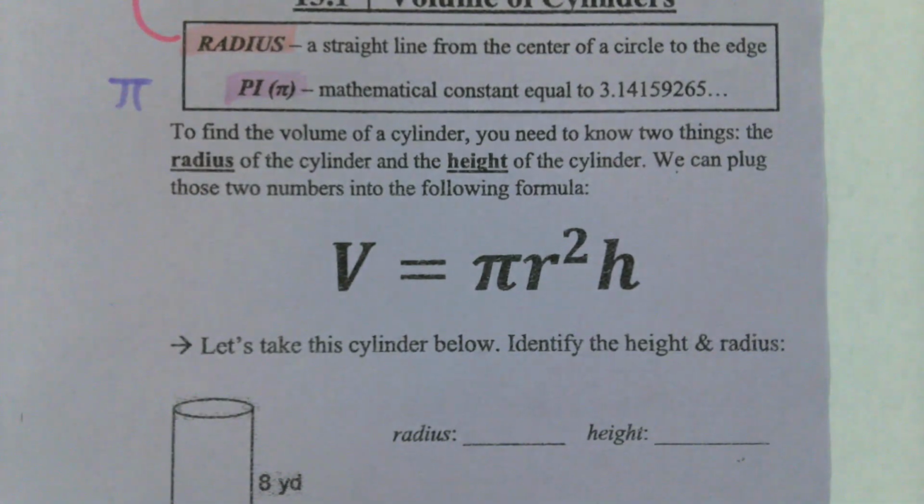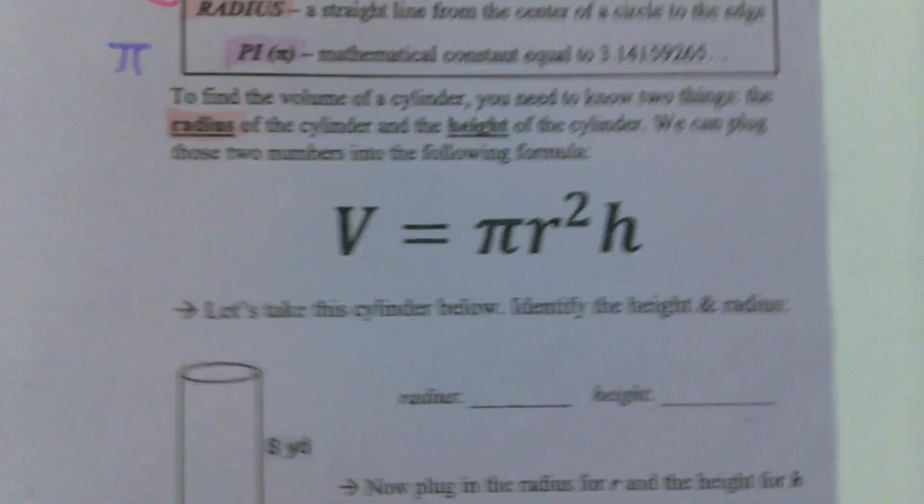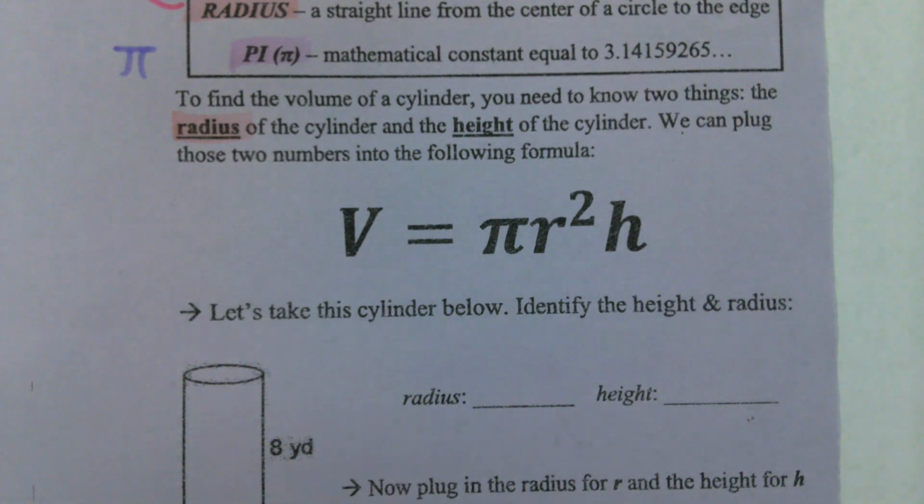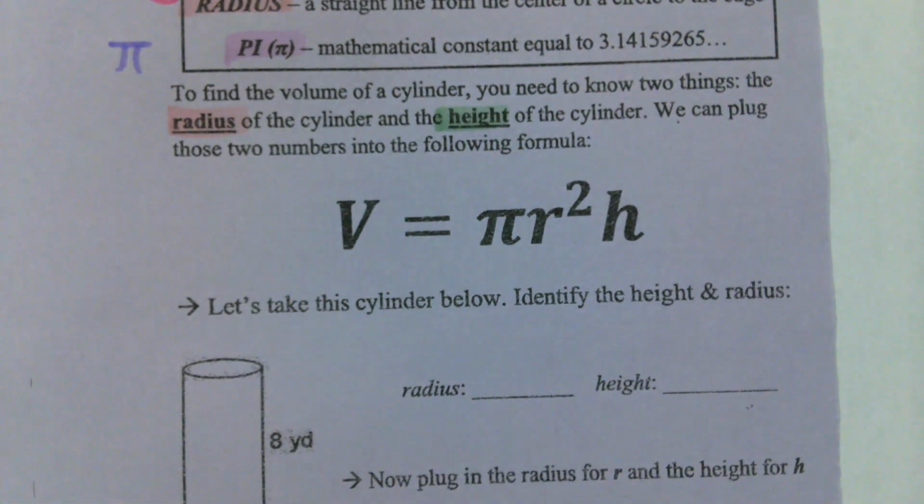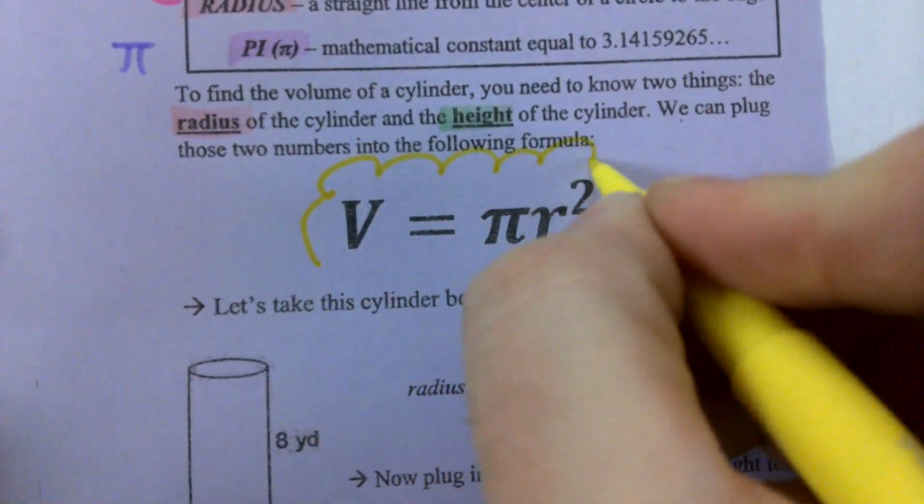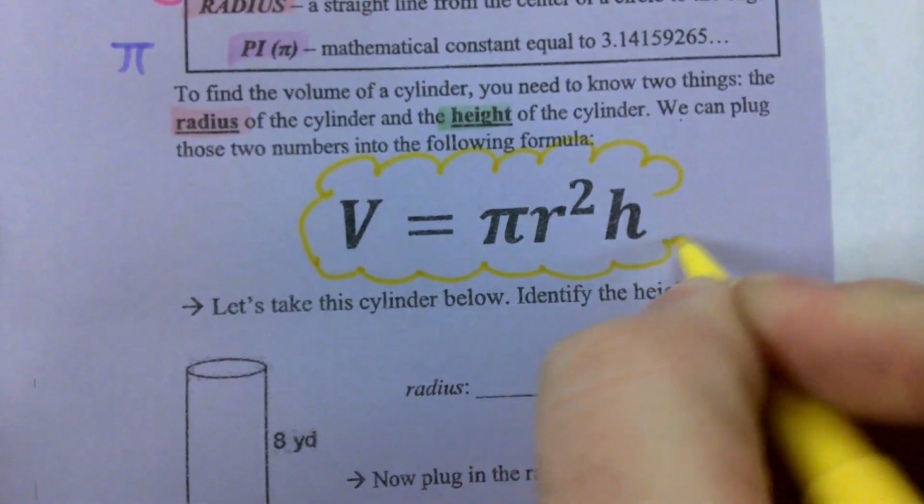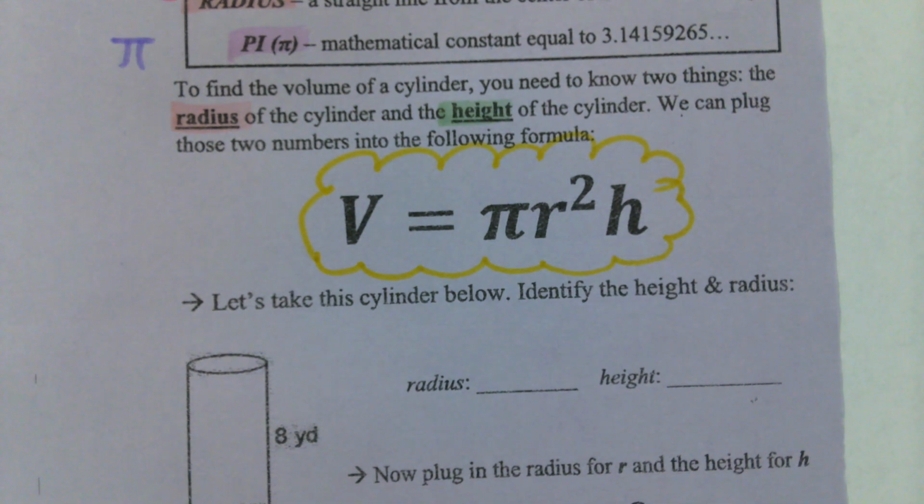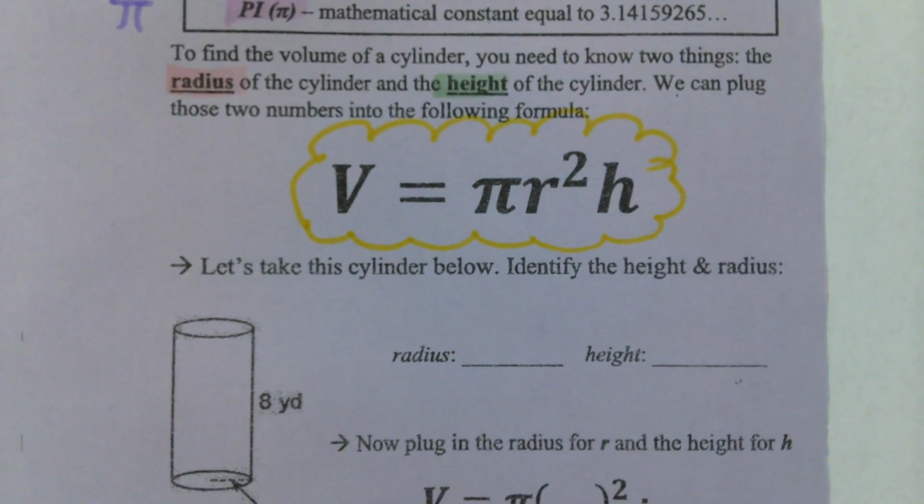So, to find the volume of a cylinder, you need to know two things. You need to know the radius of the cylinder, and we need to know the height of the cylinder. Once we know those two numbers, we can just plug them into this formula here. V is equal to pi r squared times h. That's our formula here. I made it nice and big and bold so that we can find it when we're looking through our notebook.